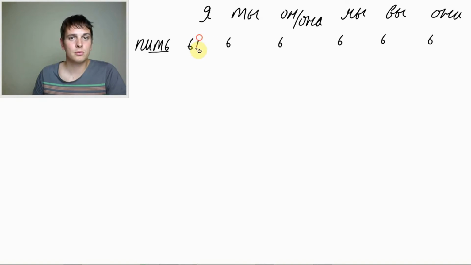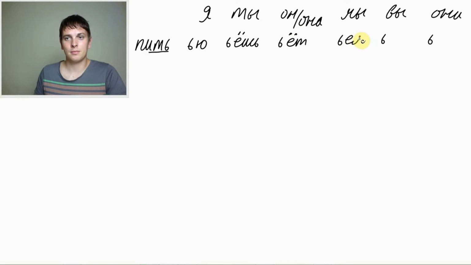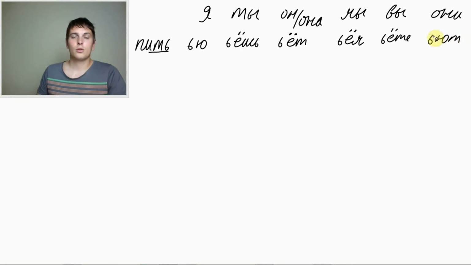Я пью, ты пьешь, он, она пьет, мы пьем, вы пьете, and они пьют. So, technically, it's kind of easy to remember. Пить follows conjugation type number 1.